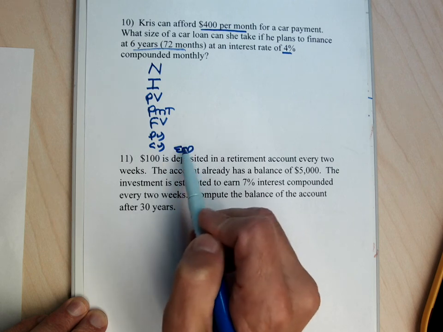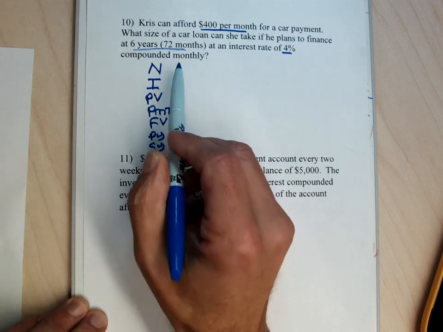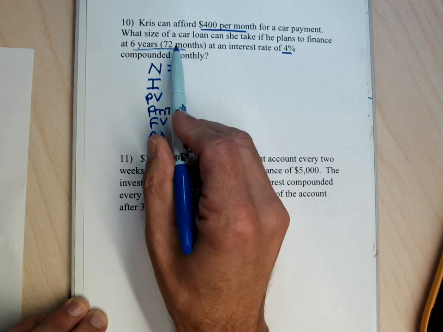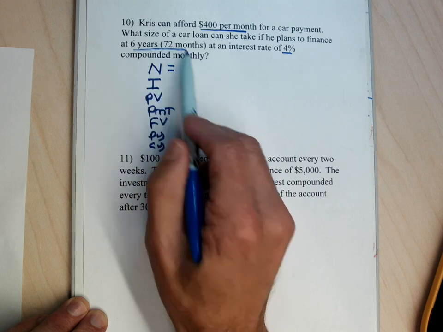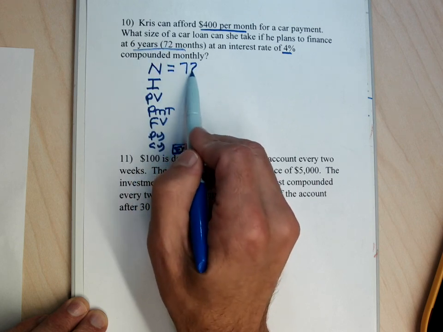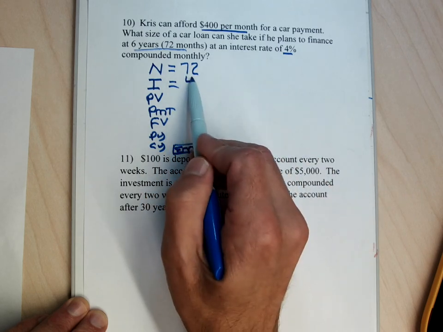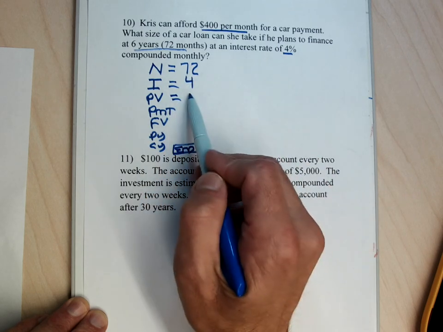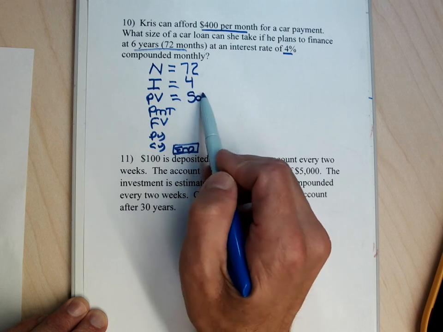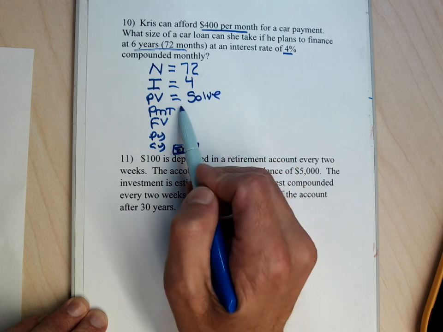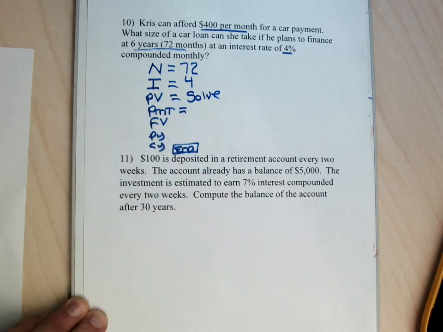And enter some figures. First figure I'm going to enter is the N, which is the number of payments, and Chris is taking a 6-year or 72 months loan. I'm going to put 72 months for the period. I'm going to enter the interest rate at 4%. I'm going to solve for the PV, which is the loan amount. Into the payment, I'm going to put her desired payment.